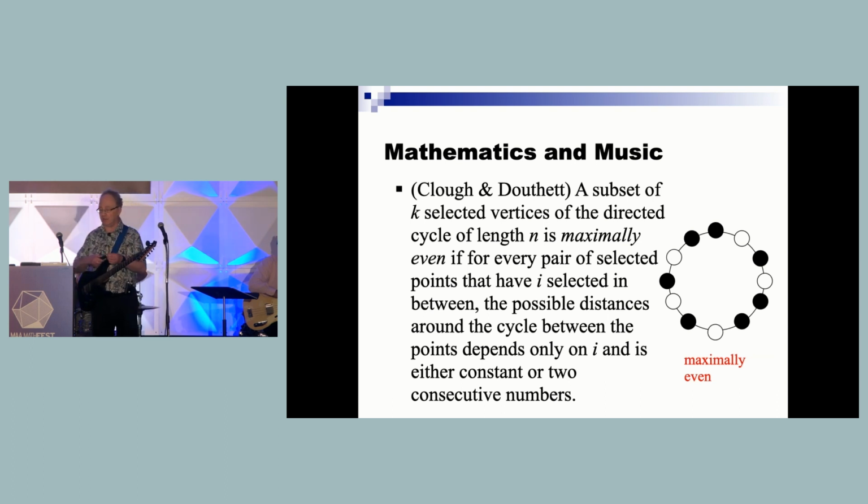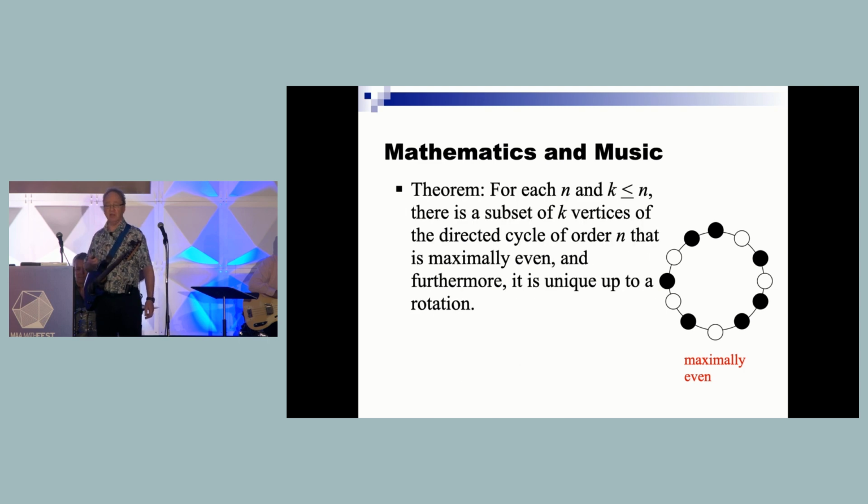This is maximally even. You can check it. You have to check how many black points are between any 2 black points and make sure it's always some number or differs by 1. If you start at the top and label that C, and the next one C sharp, then D, and all the way around, the points represent C, D, E, F, G, A, B, the major scale. The theorem they had was that for every n and every k less than or equal to n, there's a subset of k vertices in the directed cycle that's maximally even, and it's unique up to a rotation, which means in music you can start your major scale on any one of the 12 tones. And that's why the scale is, I think, the way it is.